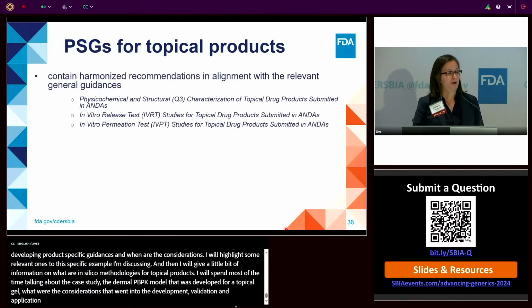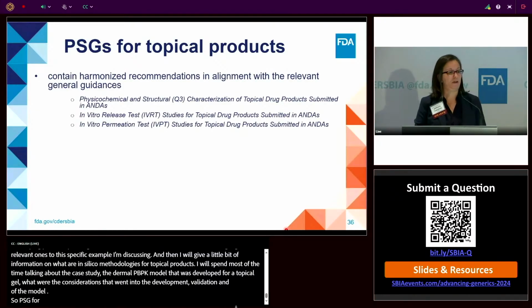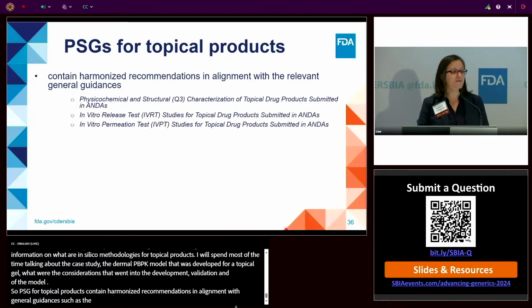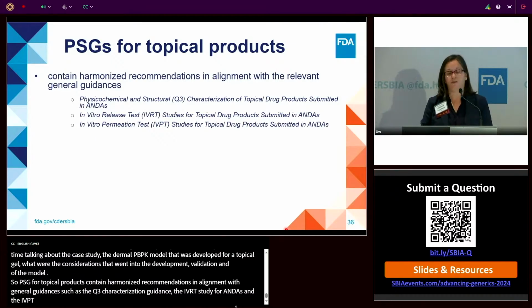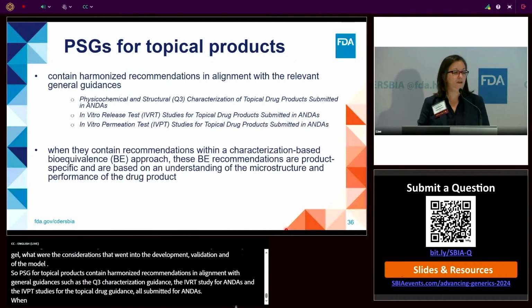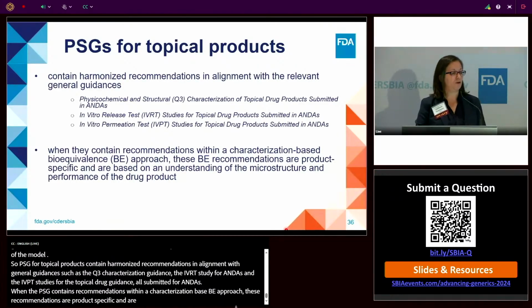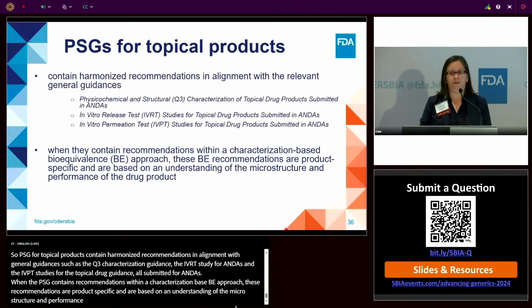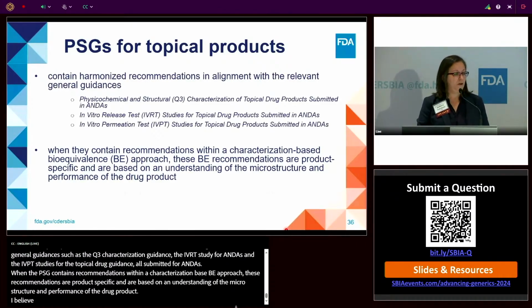So PSGs for topical products contain harmonized recommendations that are in alignment with relevant general guidances, such as the Q3 characterization guidance, the IVRT studies for topical drug products guidance, and the IVPT studies for topical drug products guidance, all submitted for ANDAs. When the PSGs contain recommendations within a characterization-based bioequivalence, BE, approach, then these BE recommendations are product specific and they're based on an understanding of the microstructure and performance of the drug product. I believe that Dr. Kelchen made that clear.